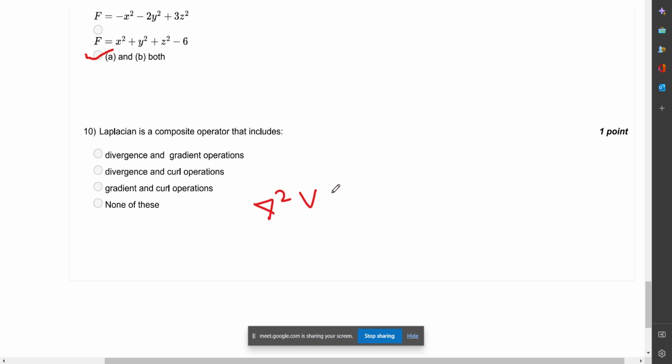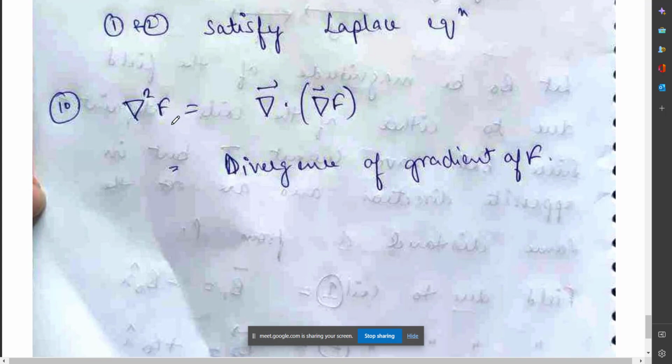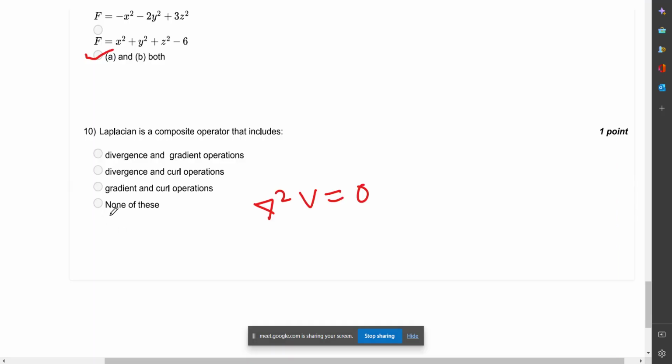this is equal to 0. So what can we write? Let's take F. Can we write it as divergence dot gradient of F? Divergence of gradient of F. So here the answer will be divergence and gradient operators. Both these operations are happening. So Laplacian is a composite operator that includes divergence and gradient operators.